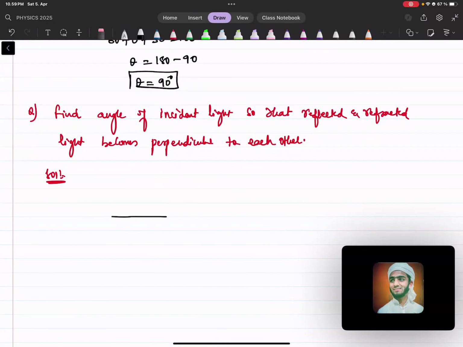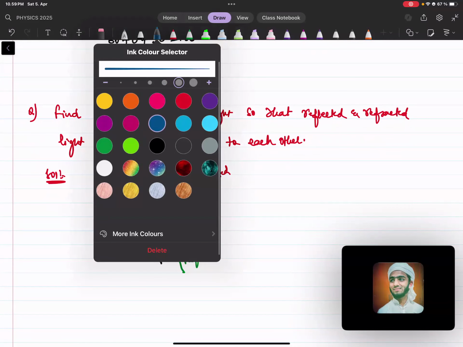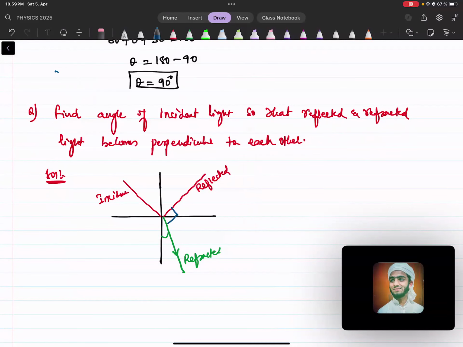That means this is your surface and this one is your normal. So when a ray of light is incident, this is your angle of incidence, this is your angle of reflection, this is your reflected ray, this is your incident ray, and this will become the refracted ray. The problem is telling that the angle between reflected and refracted rays is 90 degrees. That is given in the problem. Am I clear?